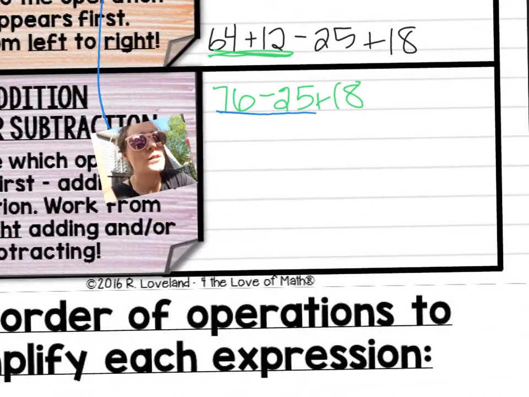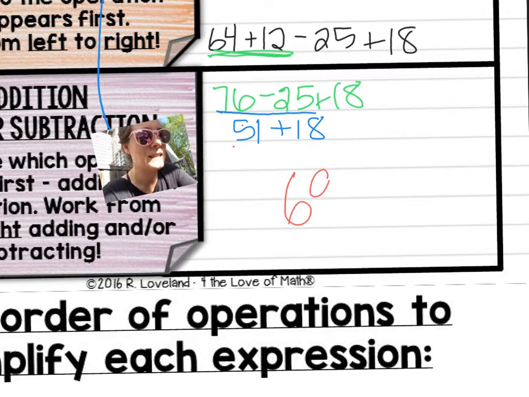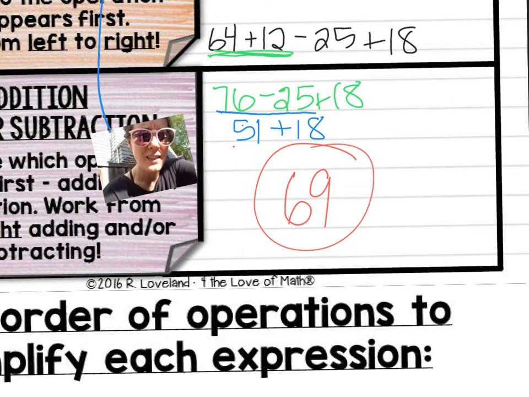All right, so now I have 76 minus 25, that's 51 plus 18. Now we just finish up our problem. 51 plus 18 is 69. Let's go on and you can do some practice problems. We're going to pause it each time. You do them, come back, check your work, check your answers.